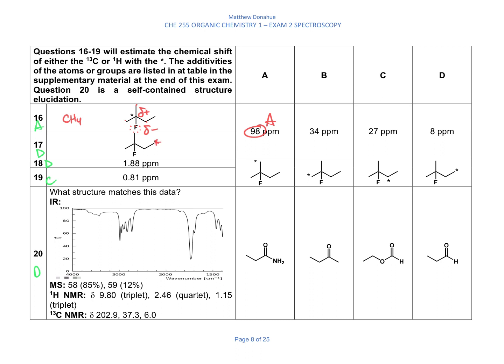So the one here looks the most like methane because you've only substituted a carbon, so it should be closest to the 0, so that's going to be D, 8 ppm.